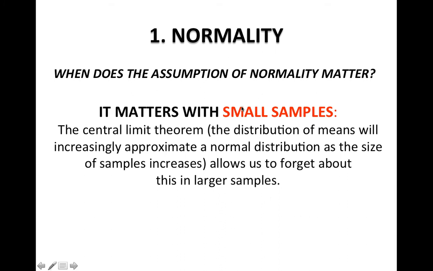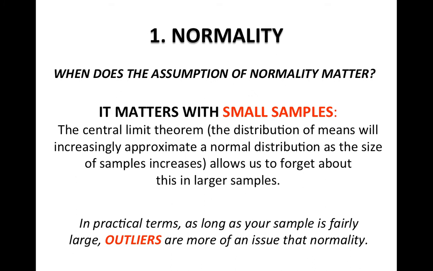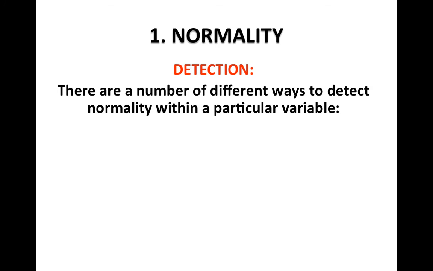Really though, with normality, it is only important with small samples, because of the central limit theorem, which states that as we have more samples, the distribution of means will increasingly become normal. It allows us to forget about normality with larger samples. So in more practical terms, as long as the sample is fairly large, outliers are more of an issue than normality. So you don't need to worry so much about normality and just treat the outliers.